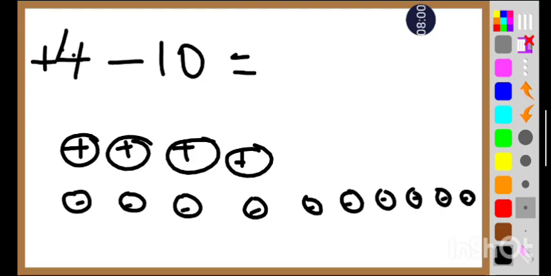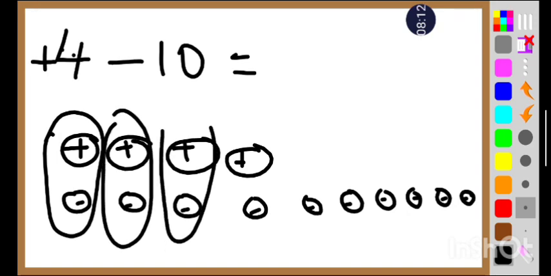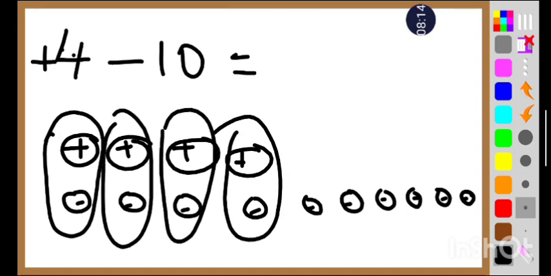Now when one positive meets one negative, it boils down to 0. This is 0, 0, 0, 0. So how many negatives are we left with? 1, 2, 3, 4, 5, 6. So 4 minus 10 is negative 6.